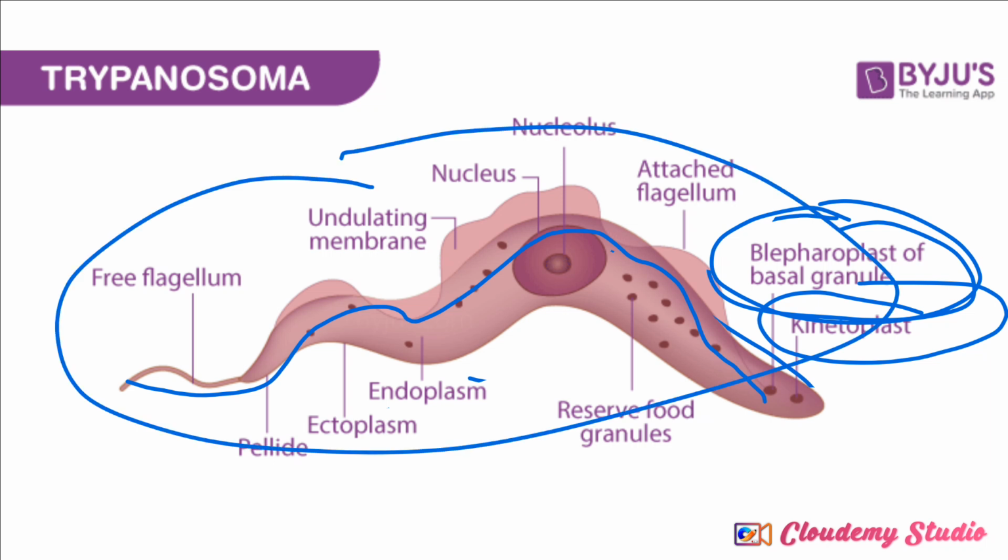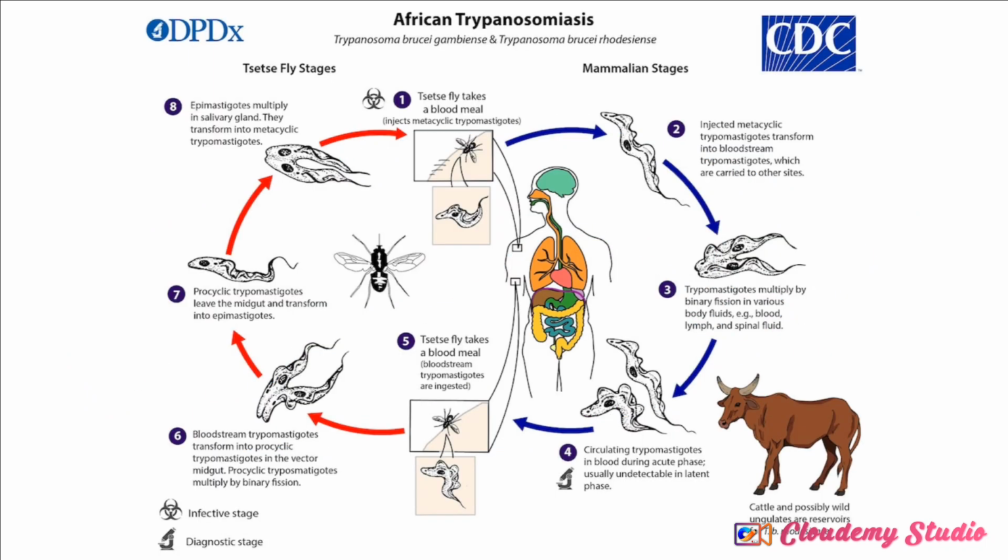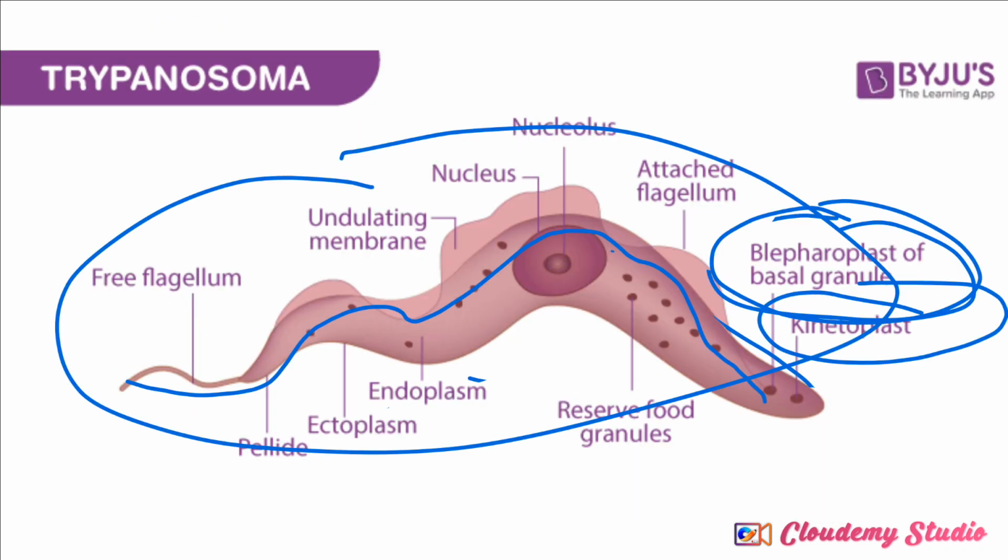Another thing that you have to notice here is that they have no food vacuole. The cytoplasm only consists of the nucleus, parabasal body, the kinetoplast and the kinetochore. They have no food vacuole. That's another thing that you have to note.